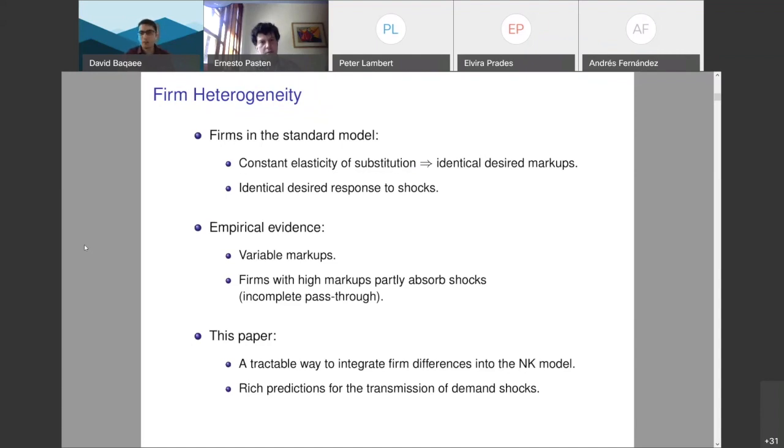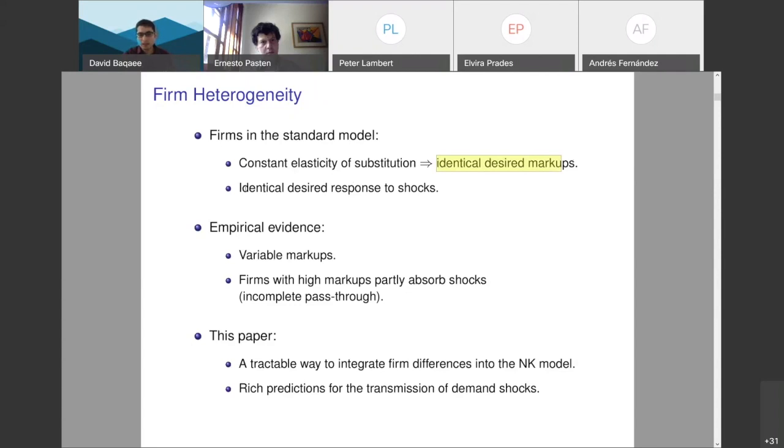Well, in the standard model, and when I say the standard model, I want you to think of, for example, Galí's textbook, the assumption is that firms face a constant price elasticity of demand. So usually the way that monopolistic competition is modeled is you say there's some CES aggregator, so everybody has the same price elasticity of demand. What this implies is that desired firm-level markups are identical. Every firm, regardless of how big they are, wants to charge the same markup in steady state.